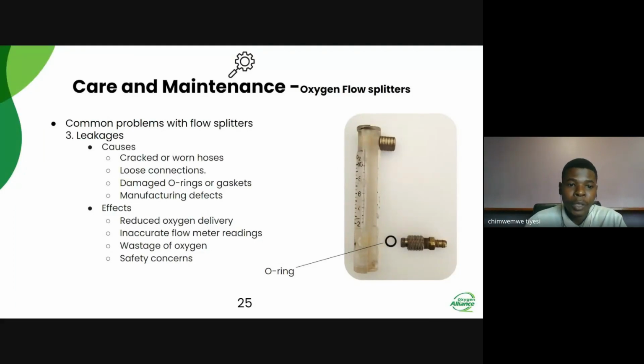Another thing I should mention among the causes of leakages is the damaged O-ring. You can see in the graphics here where the knob is placed and you do the connection, there is a gasket. This gasket can sometimes be damaged and can also lead to leakages.